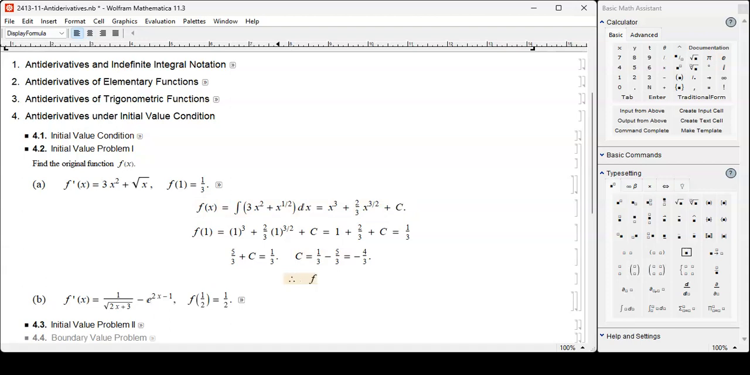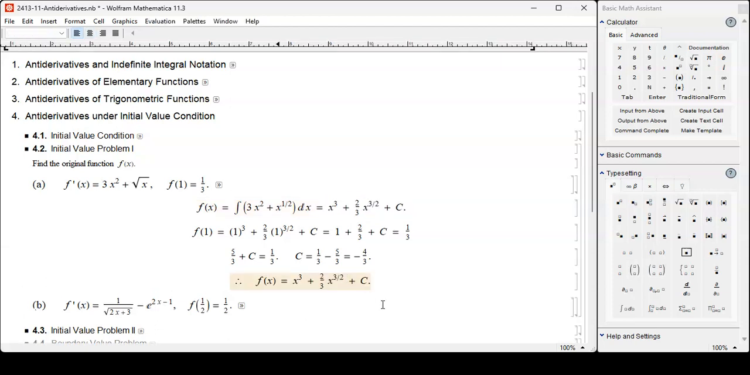Therefore, f of x is, let's copy and paste this one. That's the antiderivative function, except that the c value is now determined as negative 4/3. So that's how you do it. Antiderivative, put it into initial condition, solve for c, and you get the answer for c. Alright, that's the answer for c, not the answer for the problem. Plugging in back into this, we get the answer to the problem right here.